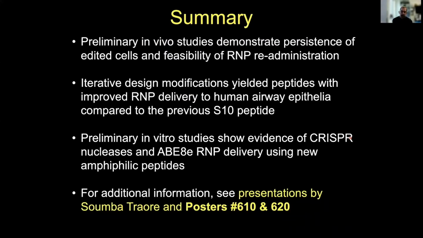So in summary, preliminary in vivo studies demonstrate persistence of edited cells and the feasibility of RNP administration using amphiphilic peptides as a delivery approach. Additionally, iterative design modifications yield peptides with improved RNP delivery to human airway epithelia compared to the previous S10 peptide. And our preliminary in vitro studies show evidence of CRISPR nucleases and ABE8E RNP delivery using newer amphiphilic peptides.